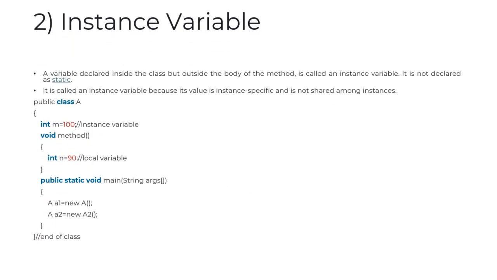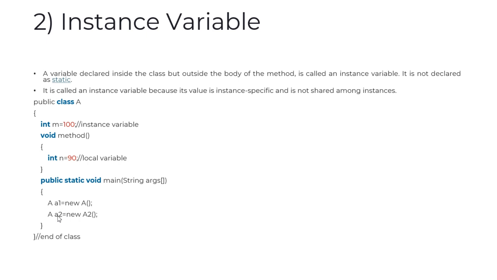The next variable that we'll see is an instance variable. An instance variable, as the name suggests, belongs to an instance, that is, an object. Here you can see we have a class and a variable named m which is assigned a value of 100. And we have a method, but don't look at this right now. When we create a new object, a1 is equal to new A, an object is created, and in that object we have a variable m created for this a1 object.